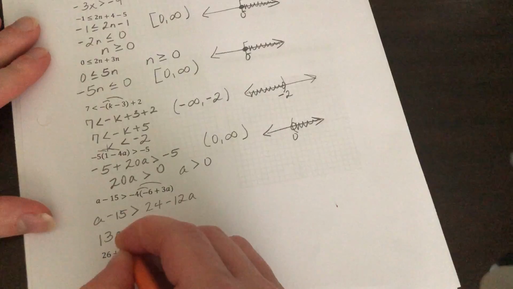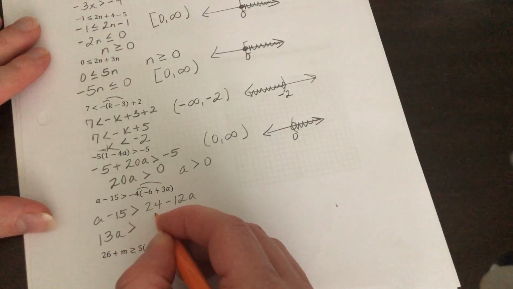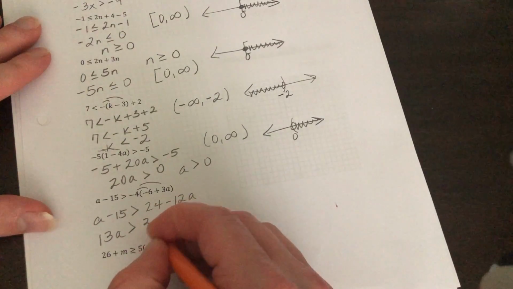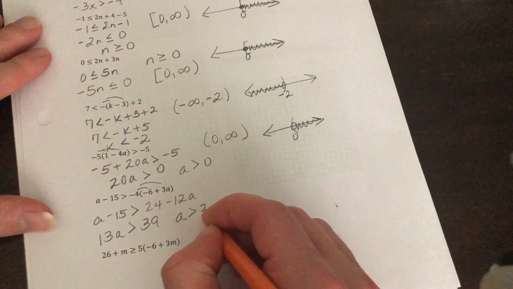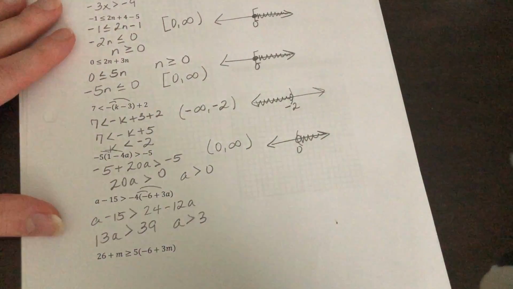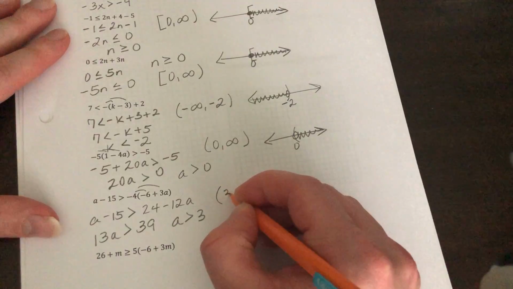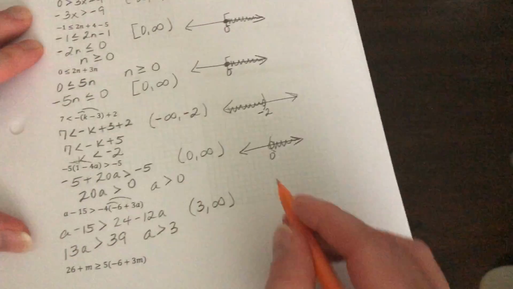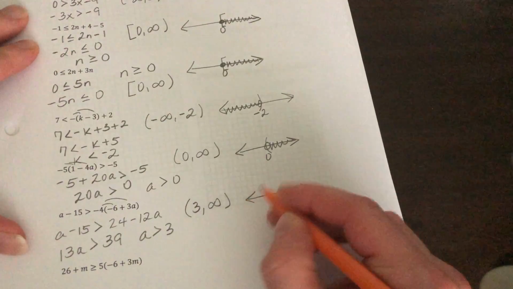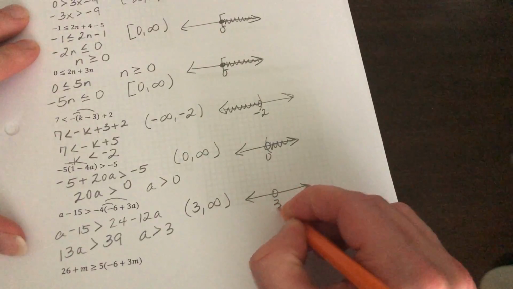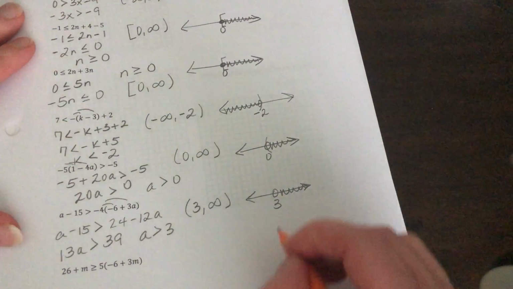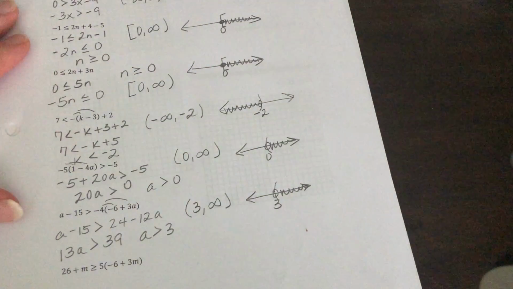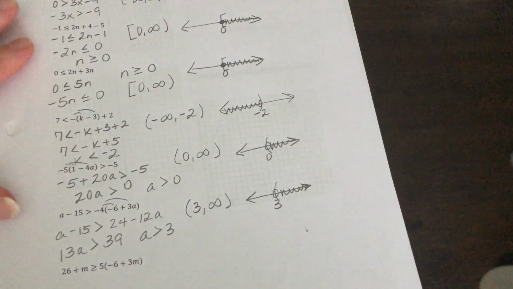So I get 13a is greater than, move the 15 over here. 15 plus 24 is 39. Divide both sides by 13, so you get a is greater than 3. So this is going to be 3 to infinity, like that. And we're going to shade to the right, and we'll put a little parentheses right there so you know.